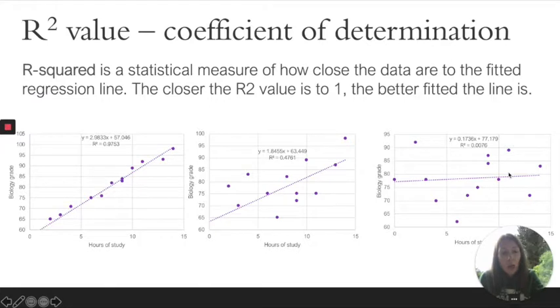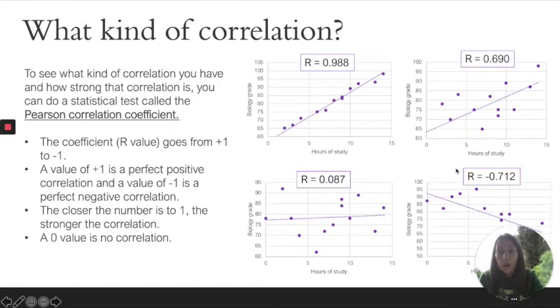Okay. The next thing we're going to have a look at is different types of correlation. So we can see that there's a correlation here, there's a correlation here, there's no correlation here. But if we want to actually put a number on how strong that correlation is, how closely associated those X and Y variables are, we can use something called a Pearson correlation coefficient. Okay, to see what kind of correlation you have and how strong that correlation is, you can do a statistical test called the Pearson correlation coefficient.